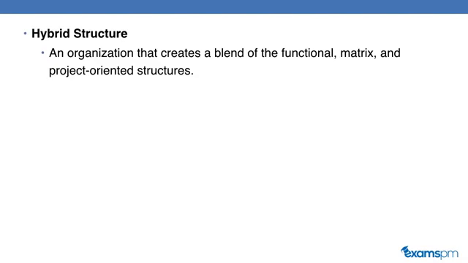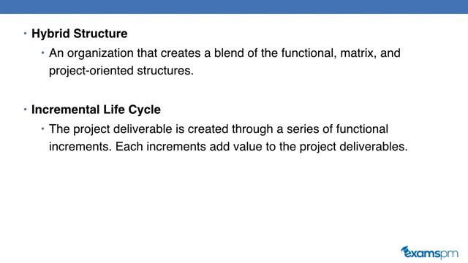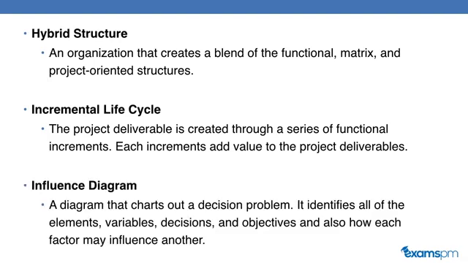Hybrid structure, an organization that creates a blend of functional, matrix, and project-oriented structures. Incremental life cycle. The project deliverable is created through a series of functional increments. Each increment adds value to the project deliverables. This is used in Agile.